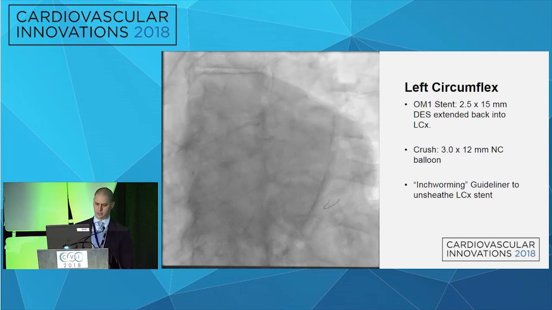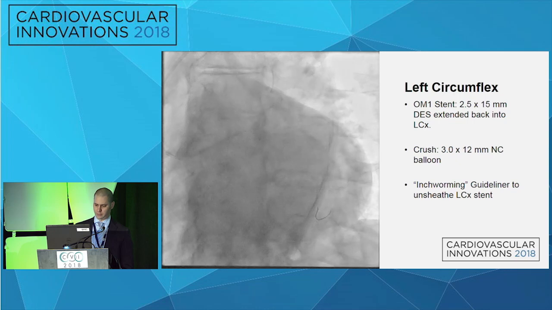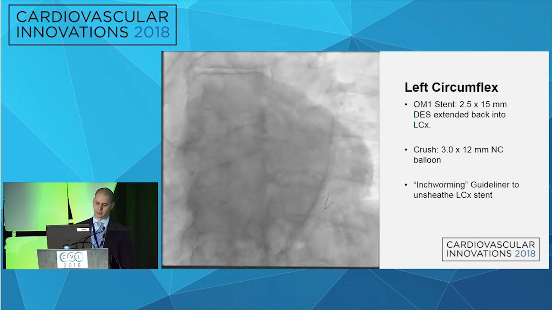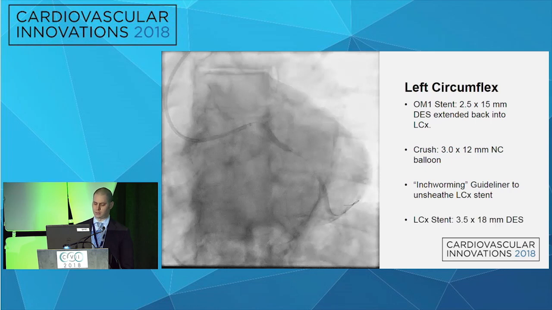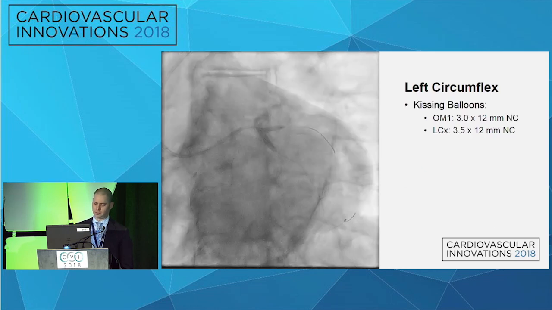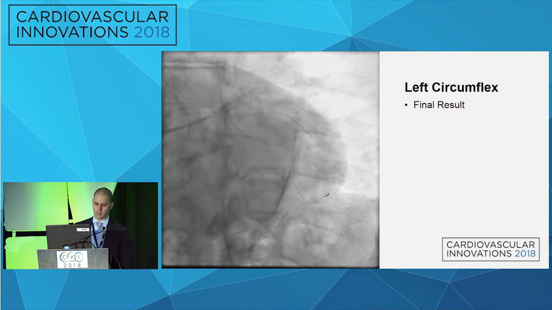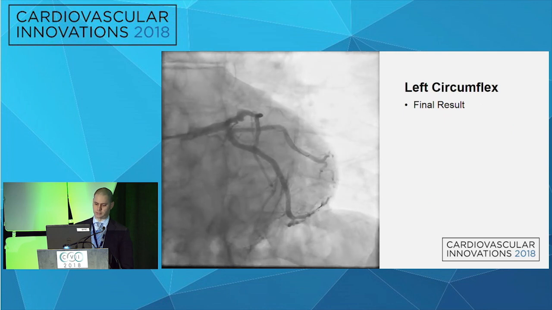So we wound up having to do, which doesn't project very well here because it's just a fluoro store, but we had to wire down a guide liner and then unsheath the circumflex stent, which was a 3.5 by 18 drug-eluting stent. We post-dilated with kissing balloons and had a pretty good result on the circumflex.